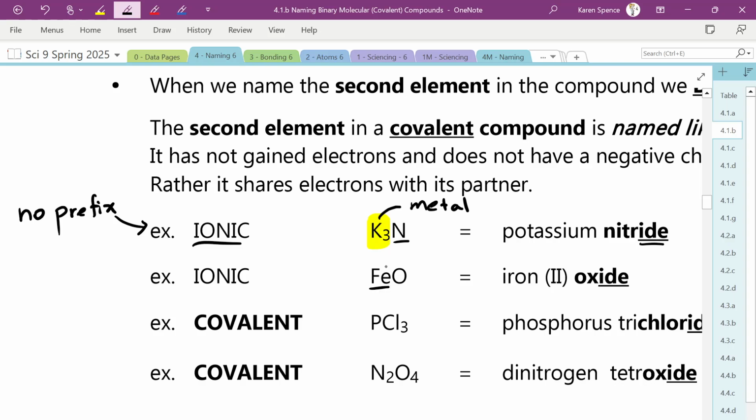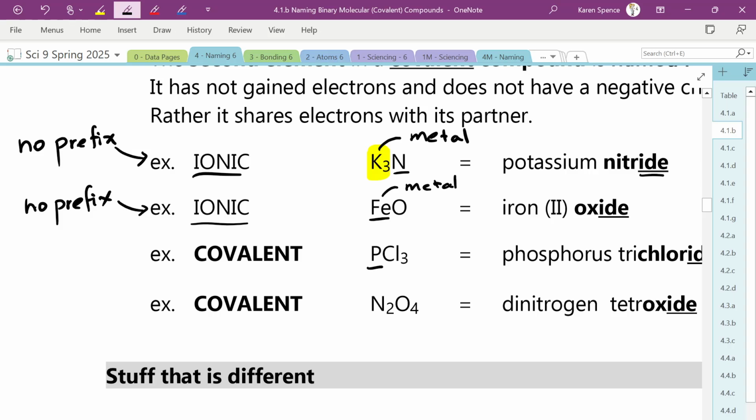Second one, Fe is a metal. So we know it's ionic. And if it's ionic, do we use a prefix? No. No prefix. And don't worry about this little Roman numeral 2. We'll learn how to do those later. Okay, this is iron 2 oxide. All right, that's a Roman numeral 2, and we will learn about those later.